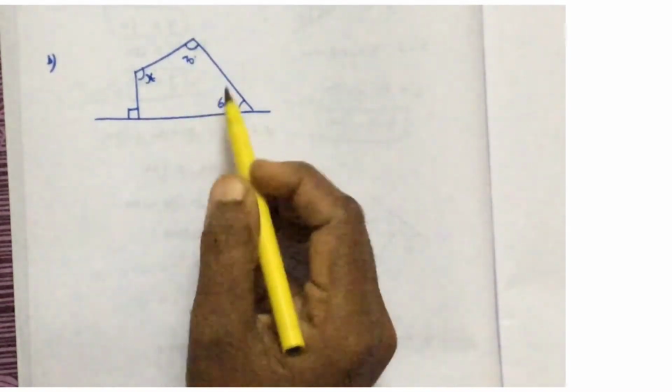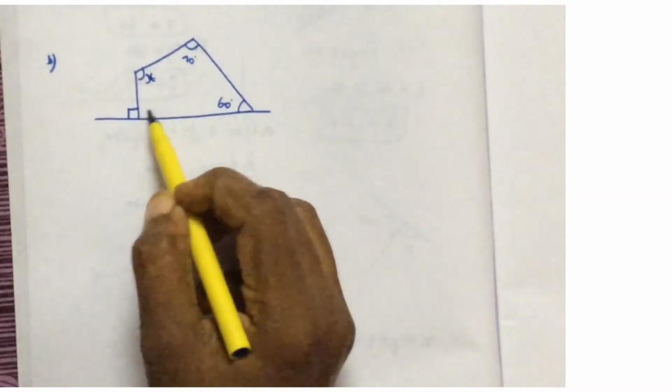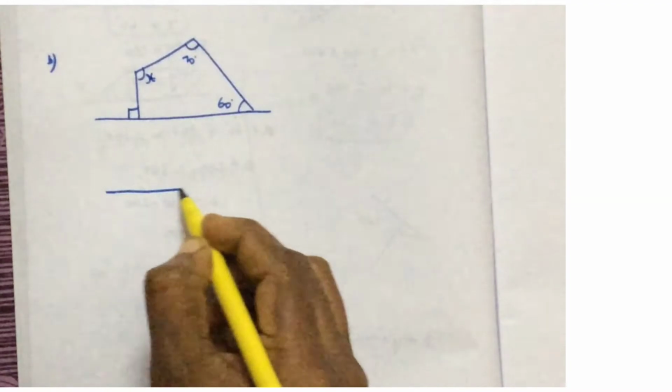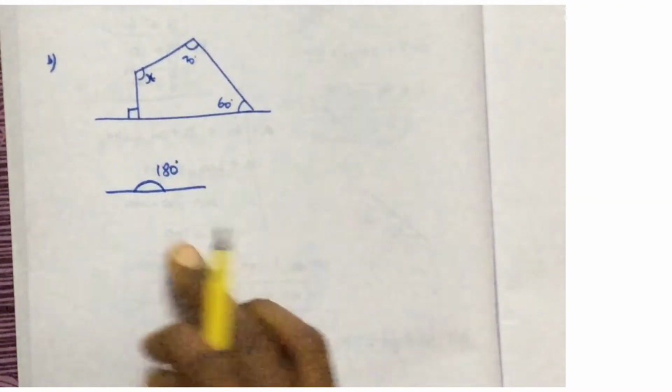So there are 4 angles: one is 70, 60, and x, which we have to find. And what is this angle here? If you take a straight line, this angle is 180 degrees. Okay, this is a straight line. This angle is 180 degrees.